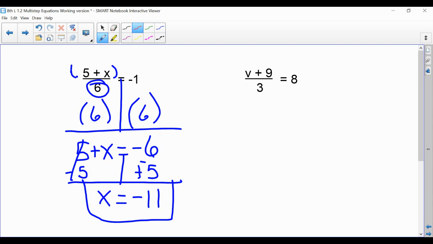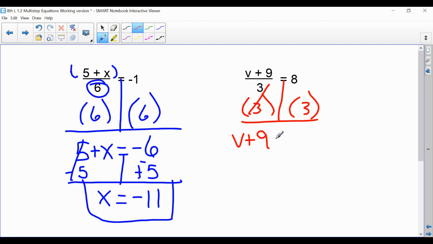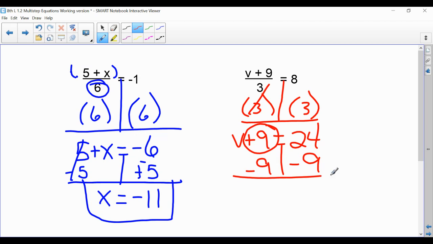And the last one over here, we have v plus 9 over 3 equals 8. I want to move that 3 underneath there, so I'm going to multiply both sides by 3. And I'm left with v plus 9 equals 8 times 3, which is 24. I have a constant right here, so I'm going to subtract 9, or do a negative 9 underneath both sides. I can bring down my v equals, and 24 minus 9 is 15.